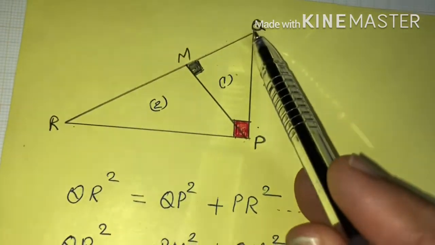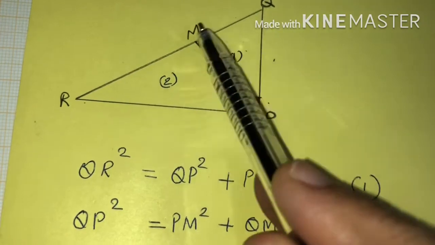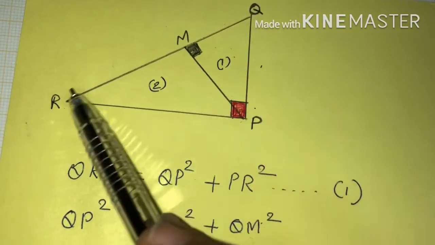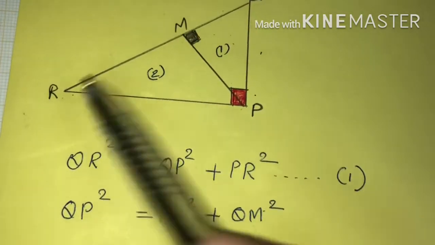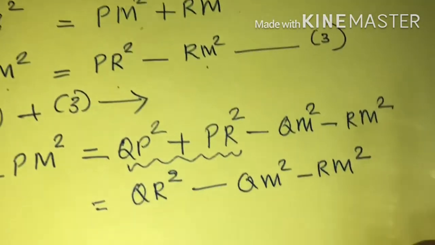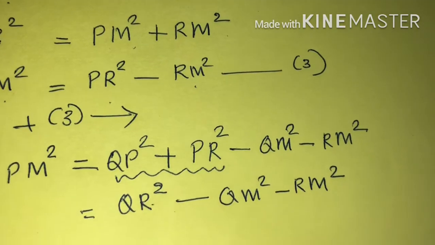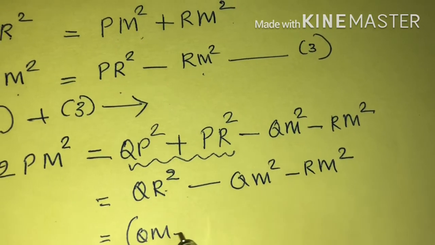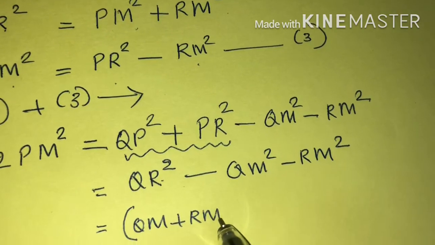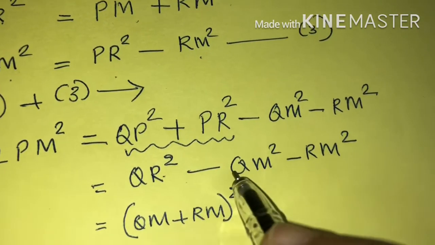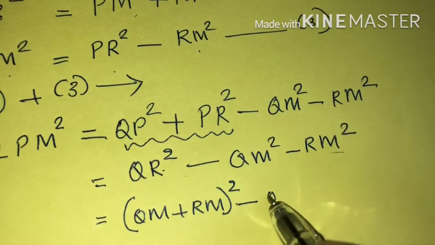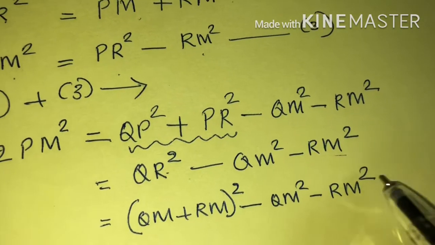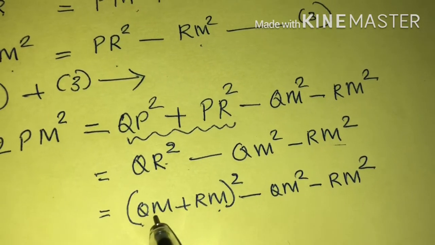What is QR? When we look, QR is a line with M is a point on that side. So we can say QM plus MR will give QR. QR we can replace as QM plus MR or RM the whole square minus negative term same, QM square minus RM square. QM plus RM the whole square.